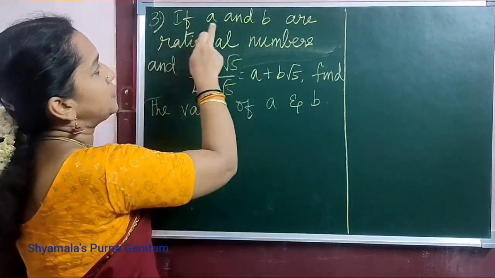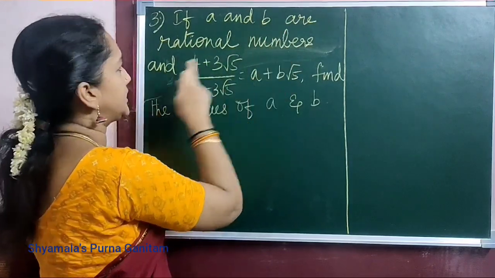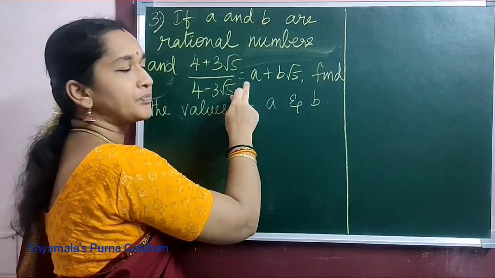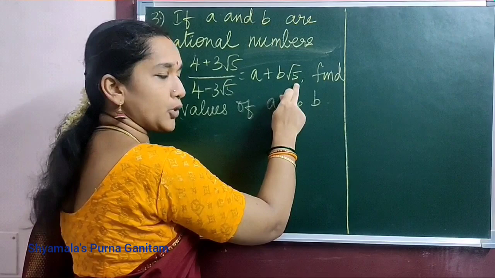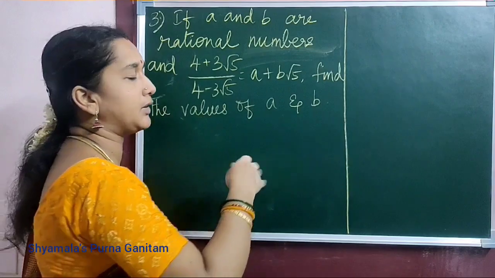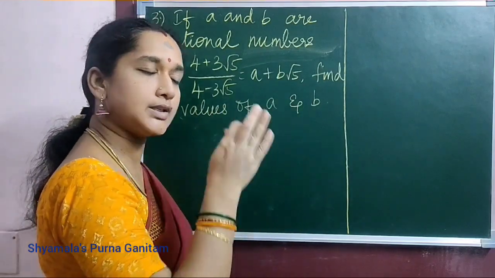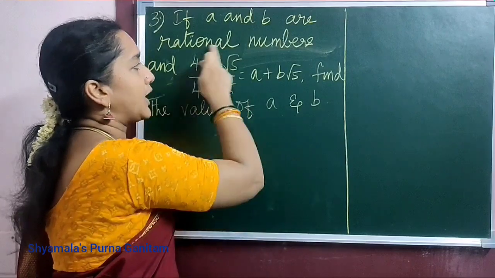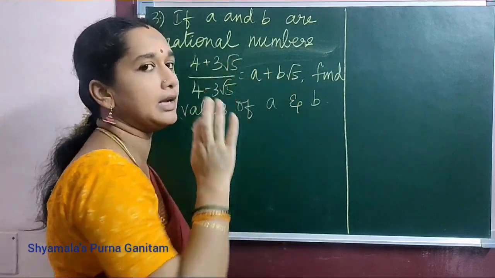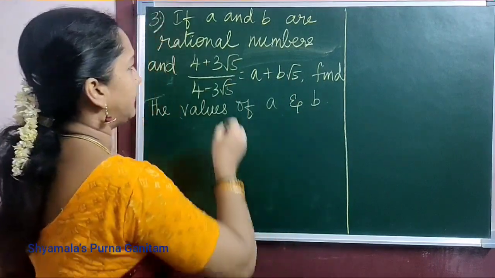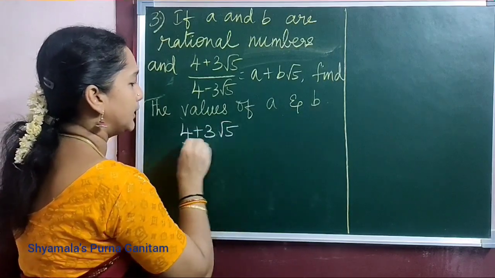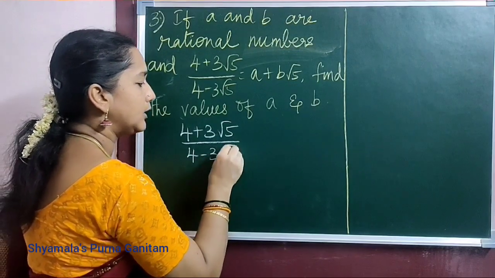Now the third sum. If a and b are rational numbers and 4 plus 3 root 5 by 4 minus 3 root 5 is equal to a plus b root 5, find the values of a and b. This is also a similar sum to what we did previously, the same as the second sum. After rationalizing this, that has to be equated to a and b. That's all, the same type of sum. So you take the sum: 4 plus 3 root 5 by 4 minus 3 root 5.